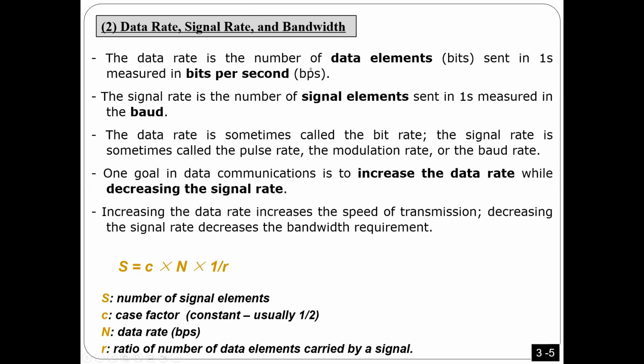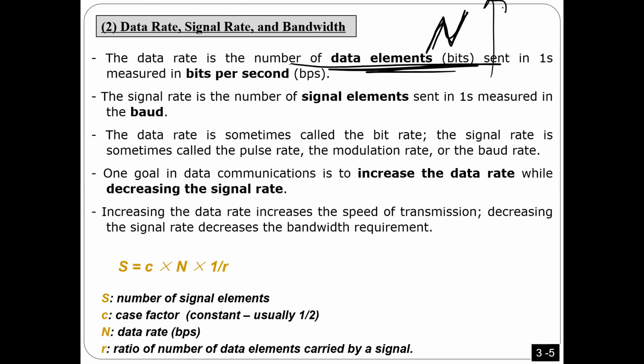Data rate is what we call N. That's what I explained to you before. This is the number of data elements, which is actually the number of bits. Every data element is 1 bit. So actually, it is the number of bits sent in 1 second, in bits per second. This is for sure what I want to maximize.